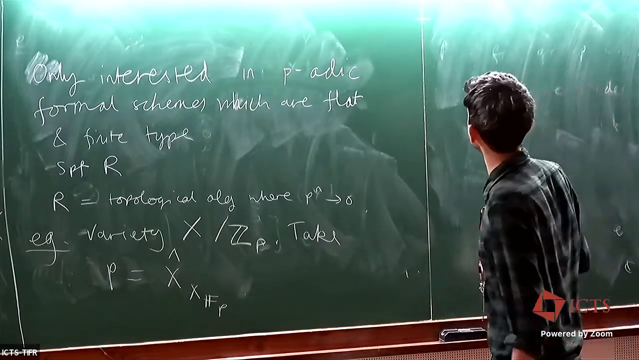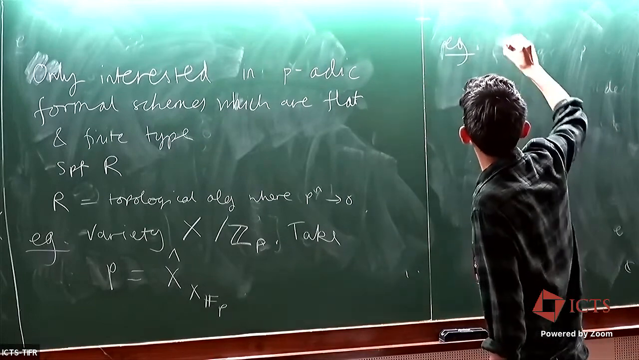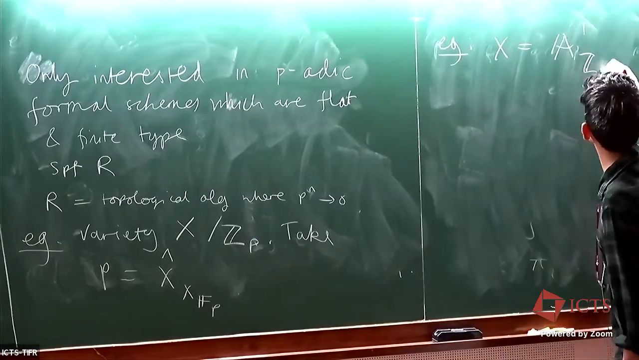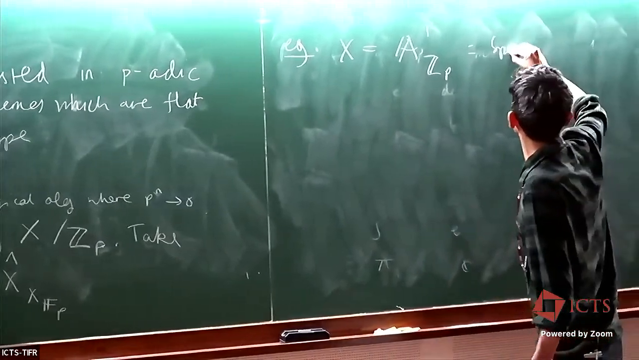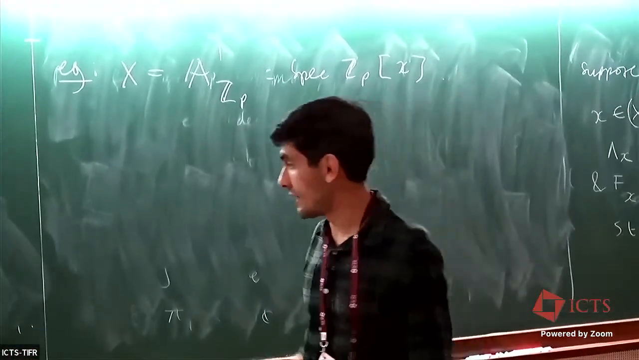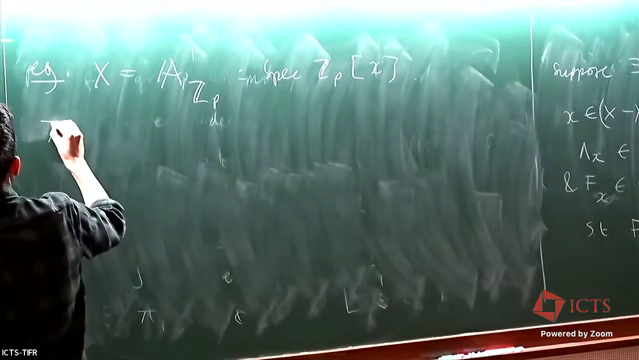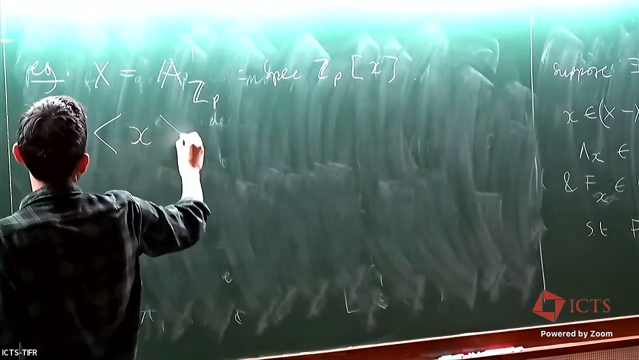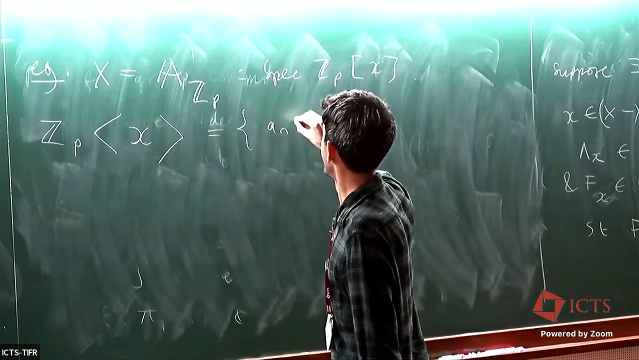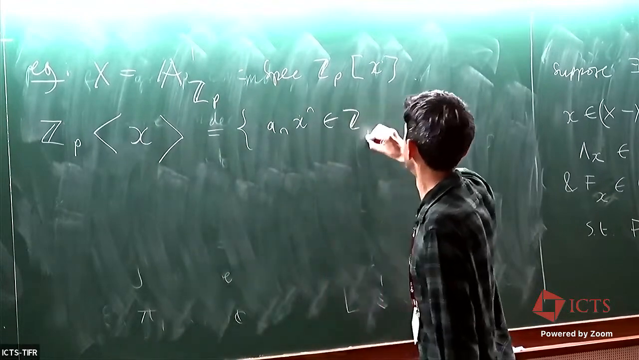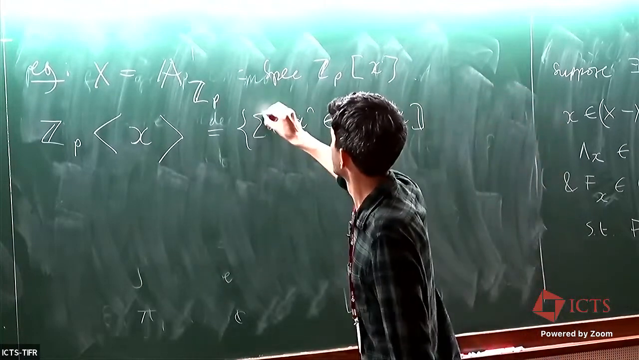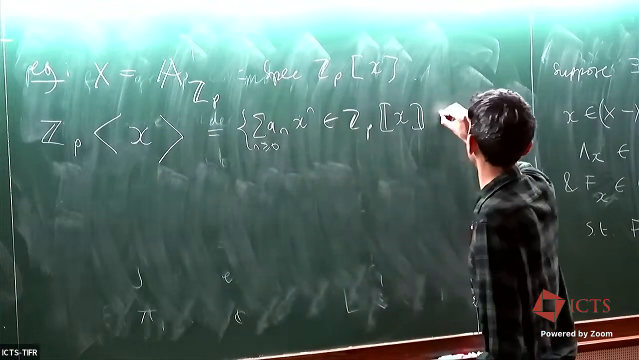So a nice example is, e.g., we could take X to be just A^1 over Z_p, so just Spec of Z_p[x]. And then the formal completion is the angle brackets, sum of a_n x^n, Z_p double brackets x, such that a_n tends to 0.